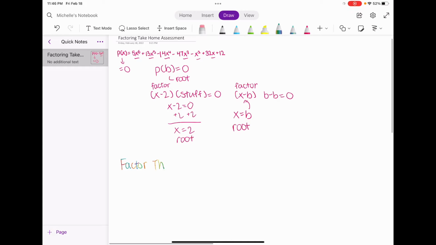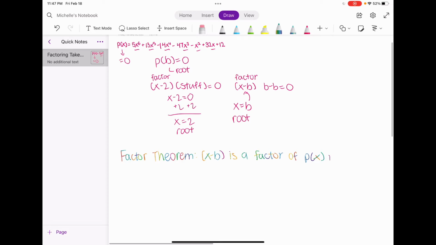which states that x minus b is a factor of p of x, and p of x refers to any polynomial function, if and only if p of b is equal to 0, which is exactly what we proved right over here.